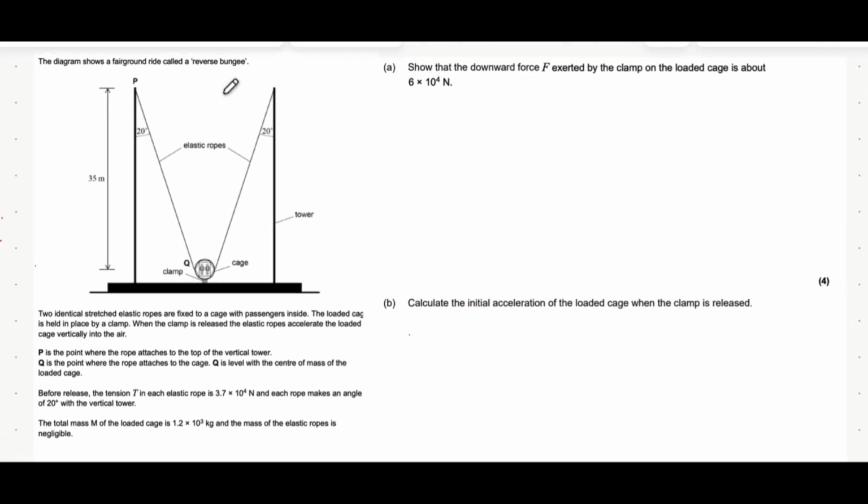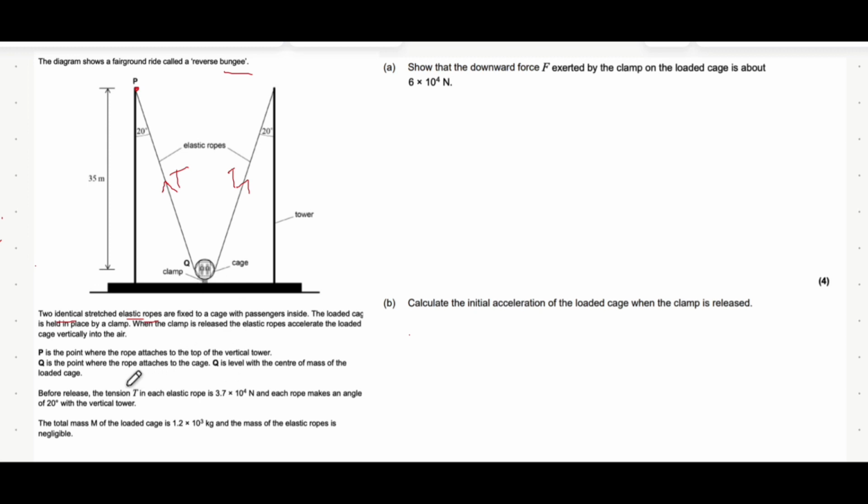It tells you there's a reverse bungee. It tells you there's two identical elastic ropes. Whenever there's a rope or any sort of tow bar connecting two objects, there's always tension acting, and it always acts up the rope. So let's label that straight off the bat. It's fixed to passengers, so it's held in place by a clamp. There's a point P, which is the vertical point that the string reaches. There's a point Q, which is on level with the cage.